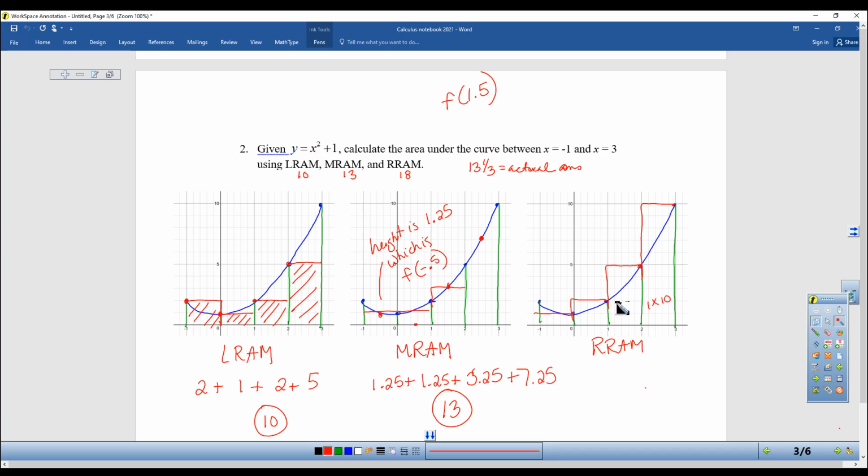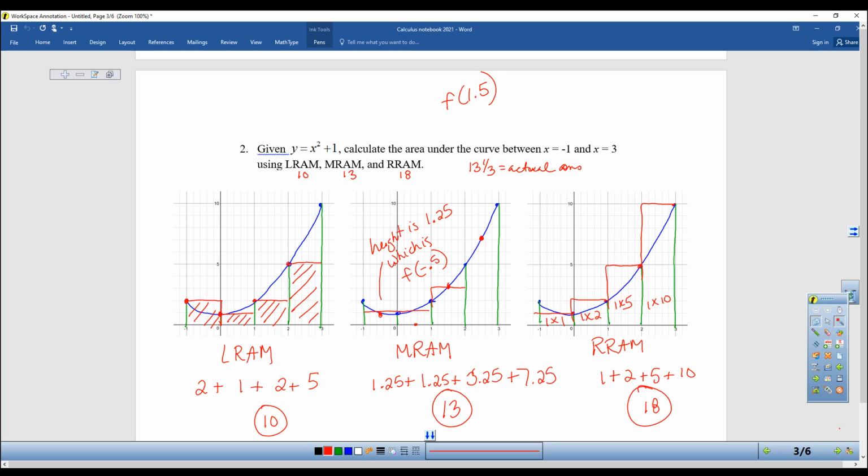This is a 1 by 5. This is a 1 by 2. And this is a 1 by 1. So what does that give me? 1 plus 2 plus 5 plus 10 is 18. Okay, and this one overestimated on everything but the last one. It was a little bit of an underestimate there. And that's LRAM, MRAM, and RRAM.